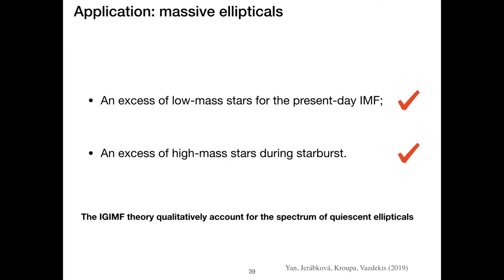So this checks both of the observational constraints, that is, to have an excess of low mass stars at the present day and also an excess of high mass stars during the formation of the galaxy. So the IGMF theory can at least quantitatively account for the spectrum of the massive ellipticals.